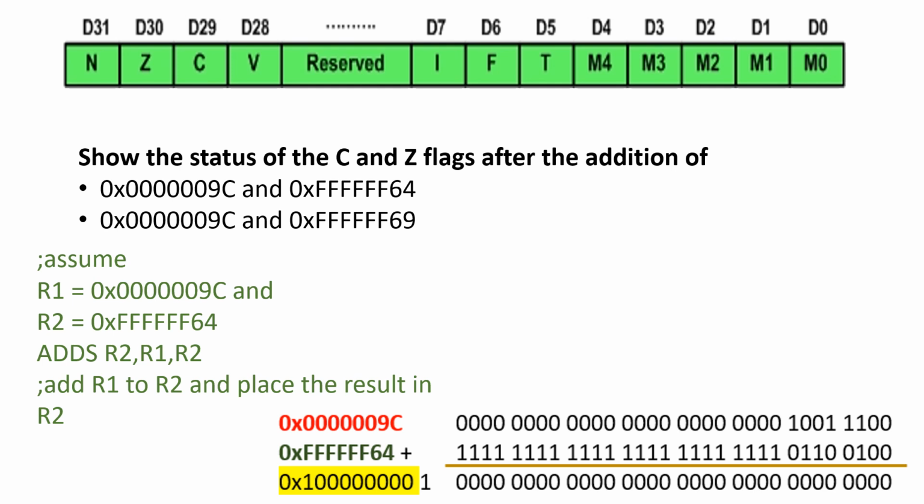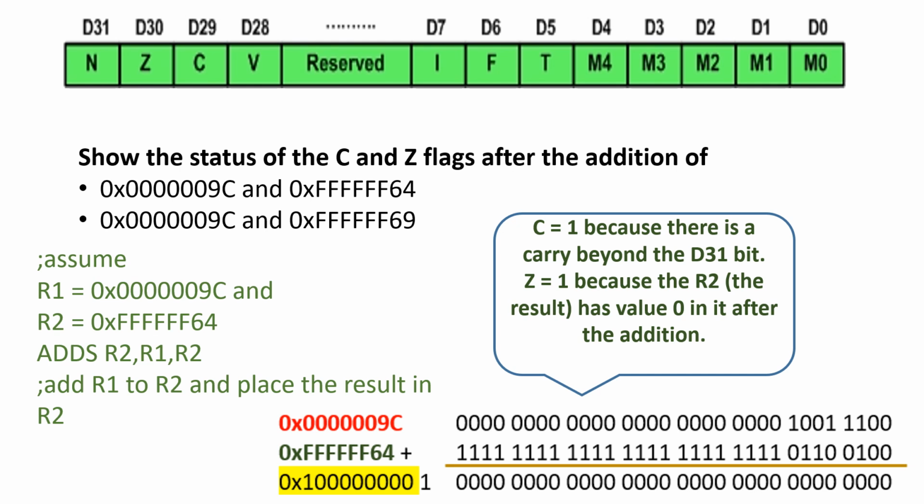Now, if I add these two numbers, the result in 32 bits comes to 0 and there is an overflow and a carry, a single one is carried out. This makes C equal to 1 because there is a carry beyond the D31 bit, and Z equal to 1 because the result in R2 has value 0 after the addition. So the 32 bits that were there, these 32 bits that are there.